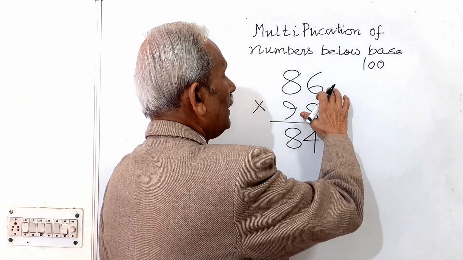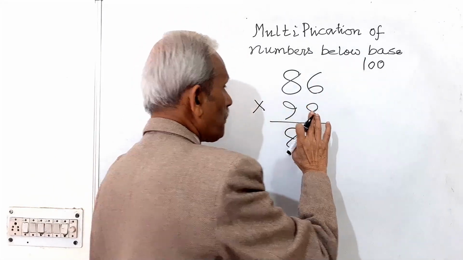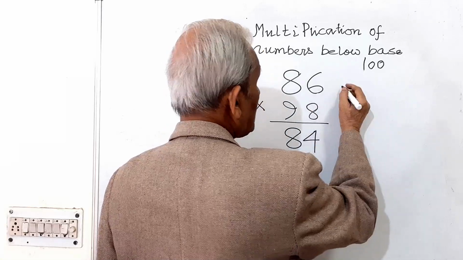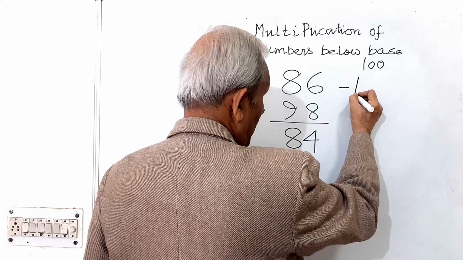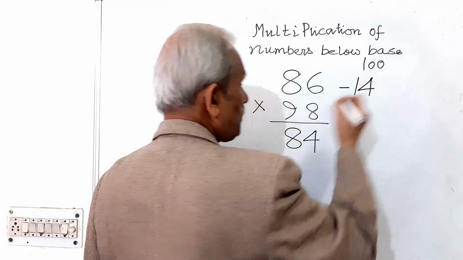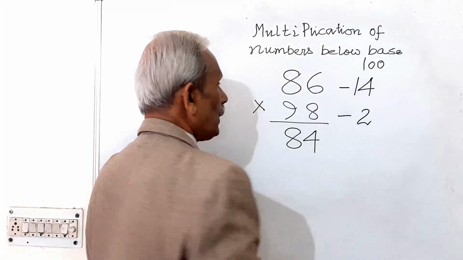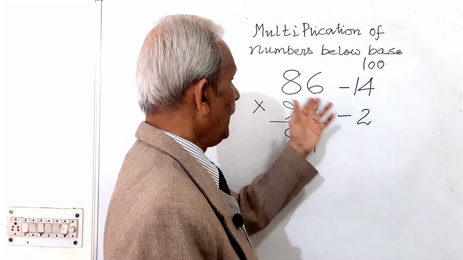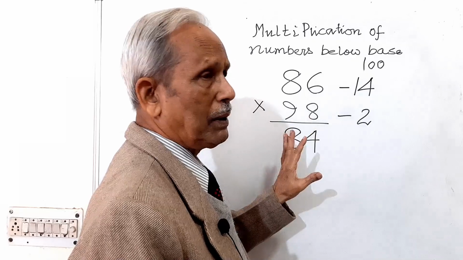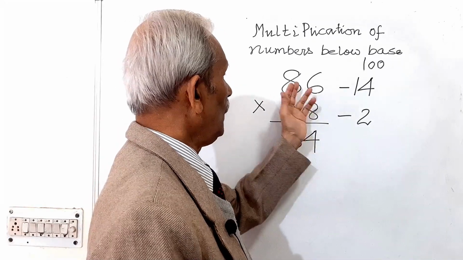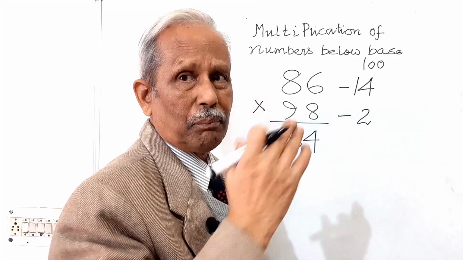And here it is 86 into 98. Remember this thing: because this is a smaller number, it's better to write here, because it becomes minus 14 and this becomes minus 2, right? So in cross operation, this is easier. 86 minus 2 is 84, or even 98 minus 14 is also 84. But this is easier. 86 minus 2 is 84, and then 14 into 2, minus 14 into minus 2, is 28.